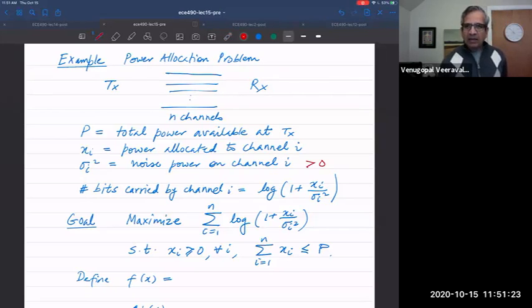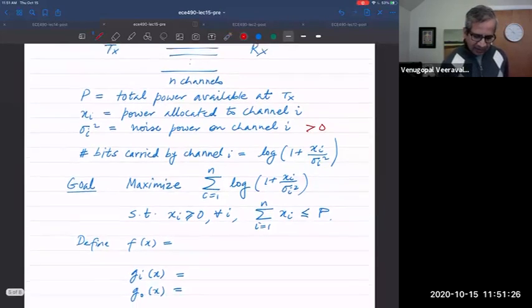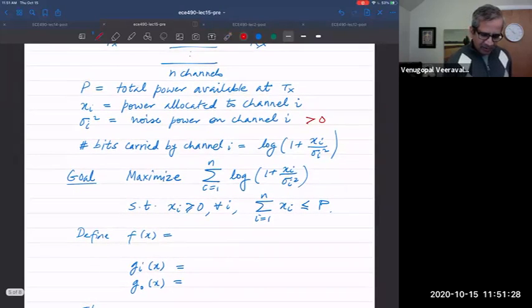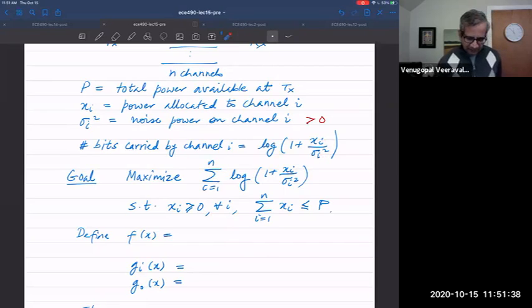Okay, and the number of bits that you can carry on channel I is given by what's called Shannon's capacity formula, but you don't need to know where it's coming from. It's the log of 1 plus the signal to noise ratio, the signal power divided by the noise. The goal is to maximize the total number of bits I can send over these n channels. n is also the dimension of the vector x, which I'm trying to optimize. That's consistent with our notation. And I want to maximize this subject to these constraints. So this is a maximization problem, not a minimization problem.